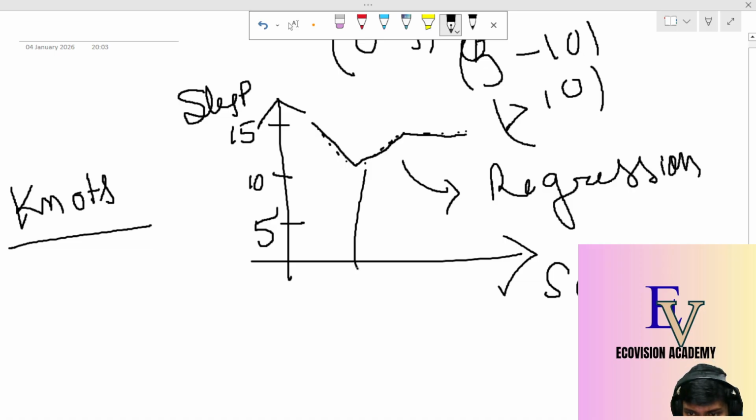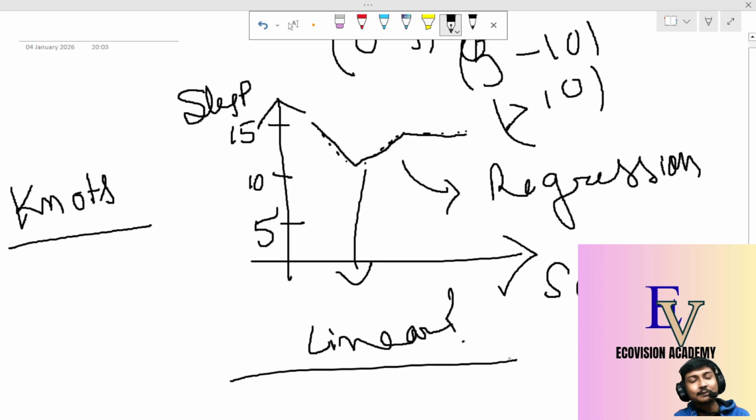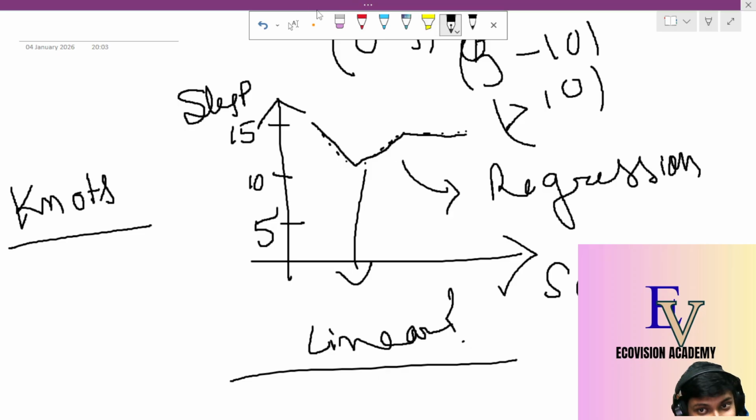Now this line is not linear. Is it linear regression? No. So what type of estimation process is this? Non-linear estimation process. So I am repeating again, this is a very interesting thing.